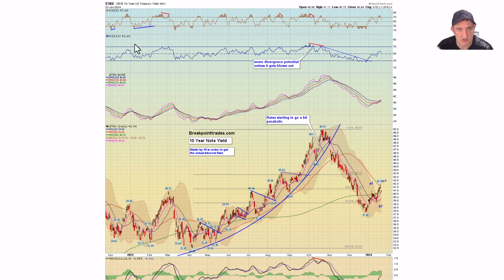Next, chart number 36, here's the 10-year Treasury yield. Again, so far it's been moving up in this ABC move, which I postulated. So far, finding some resistance at that 50-day moving average.